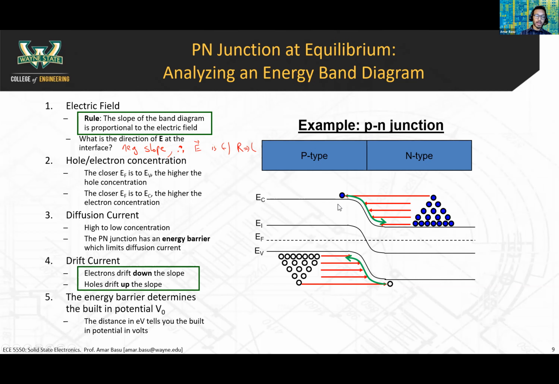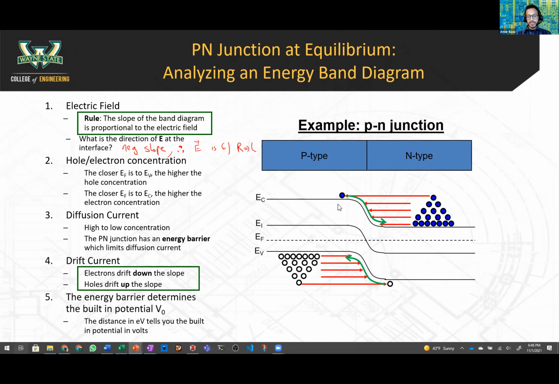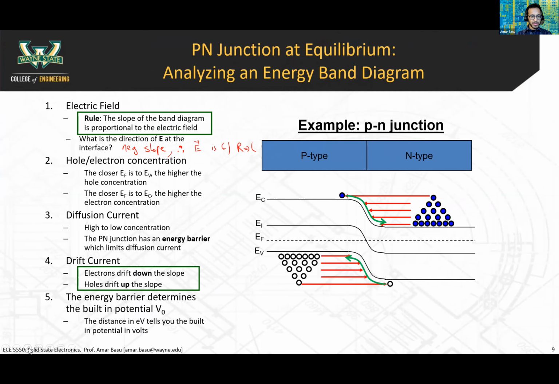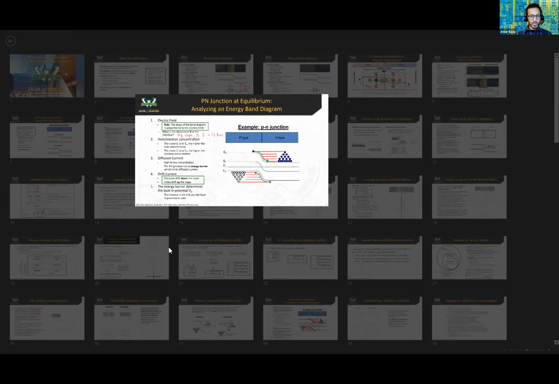So for those of you who are not electrical engineers, diodes, there we go. Let me just jump back to the previous slide.